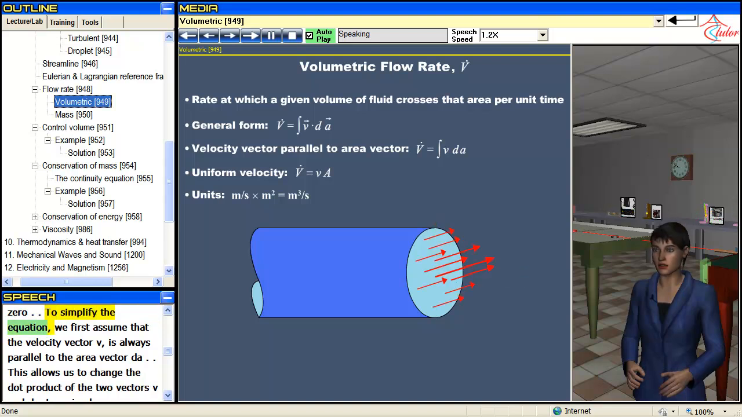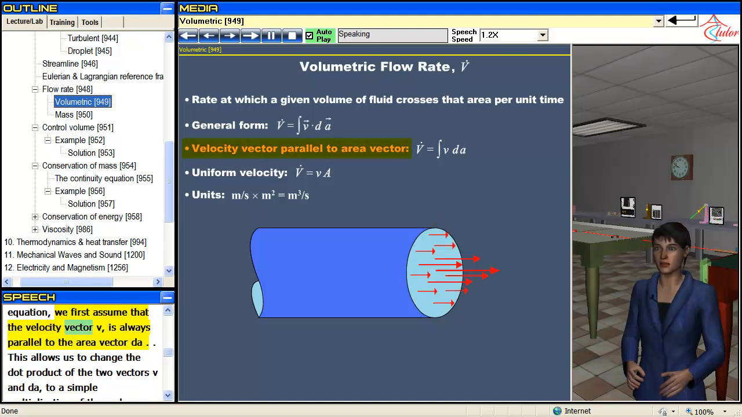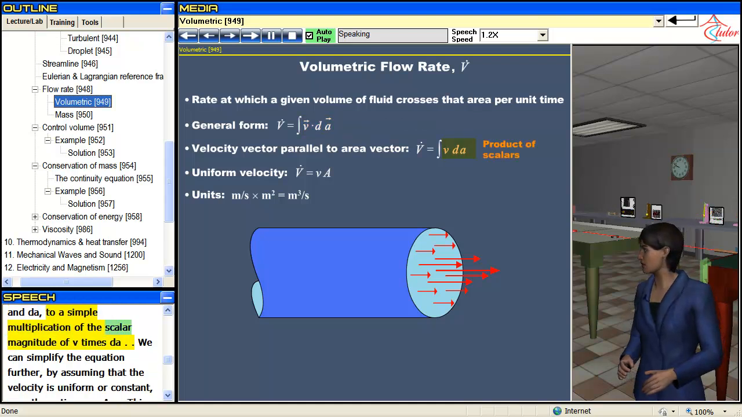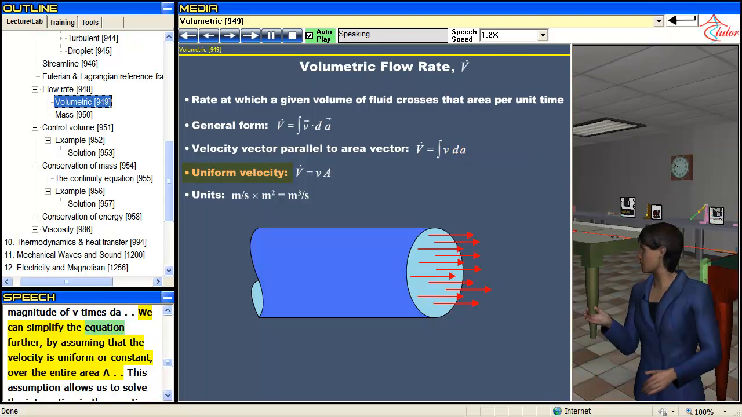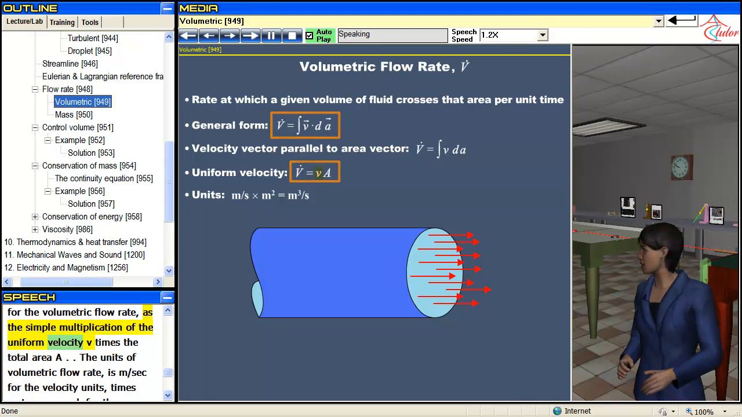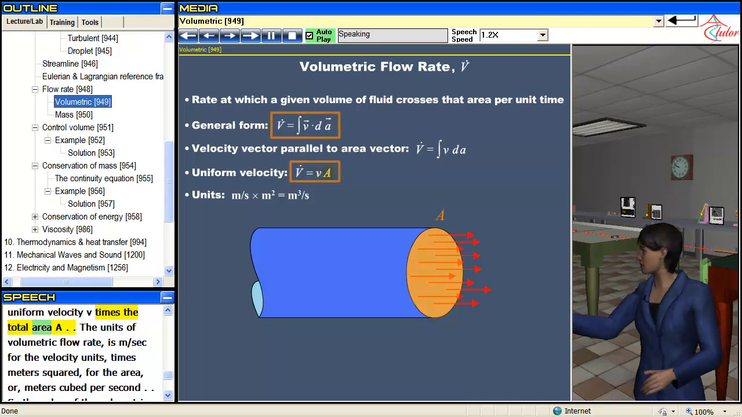To simplify the equation, we first assume that the velocity vector v is always parallel to the area vector dA. This allows us to change the dot product of the two vectors v and dA to a simple multiplication of the scalar magnitude of v times dA. We can simplify the equation further by assuming that the velocity is uniform or constant over the entire area A. This assumption allows us to solve the integration in the equation for the volumetric flow rate as the simple multiplication of the uniform velocity v times the total area A.